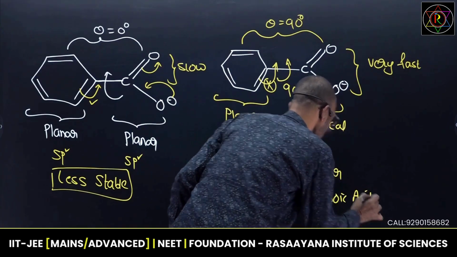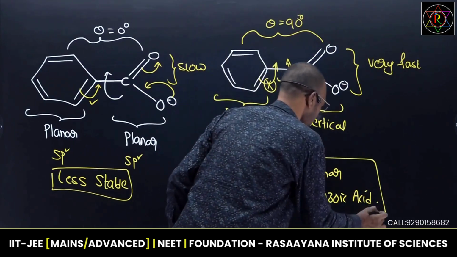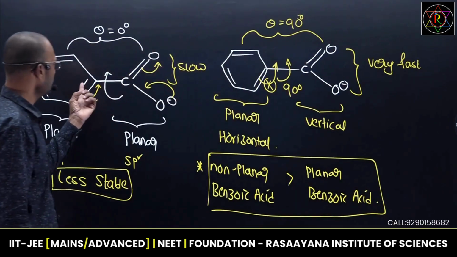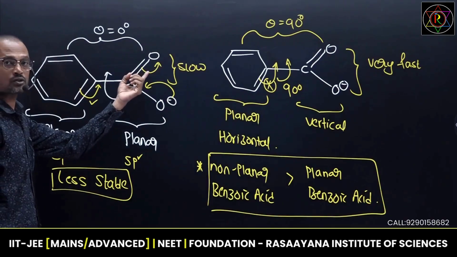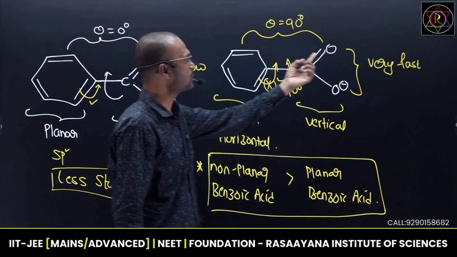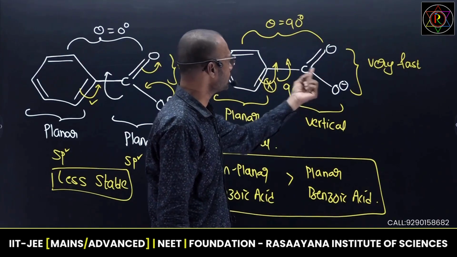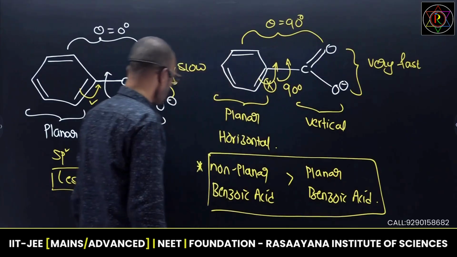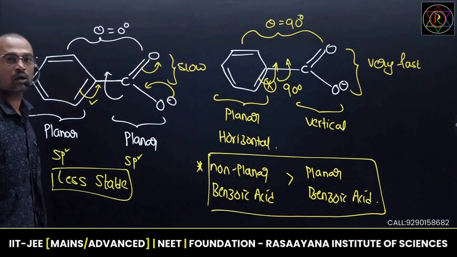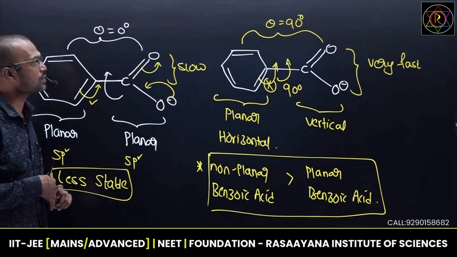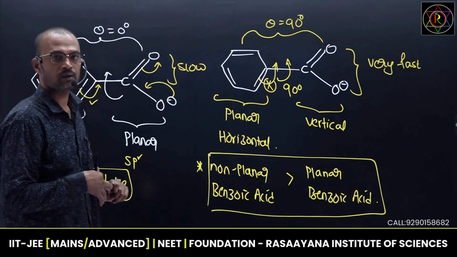Planar benzoic acid. So the reason is this one only. Simple. In planar benzoic acid, cross conjugation disturbs the existing conjugation. In non-planar benzoic acid, cross conjugation never exists because the carboxyl group is perpendicular to the ring. You will see this one more time in the concept of ortho effect. There you will understand what the ortho effect on the acidity of benzoic acid is.